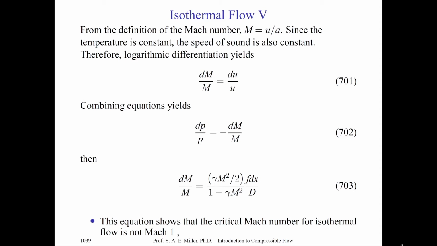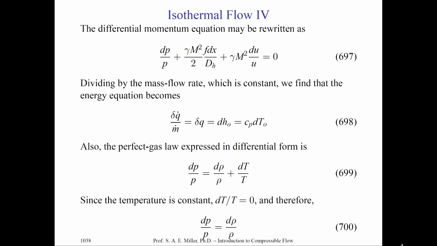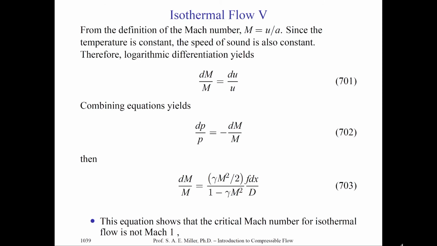We can do logarithmic differentiation of this particular term now and look at dm over m is du over u. We now have terms du over u, d rho over rho, and we can put them in combination of equations, and we'll find dp over p equals negative dm over m. We can then rewrite 702 as 703.